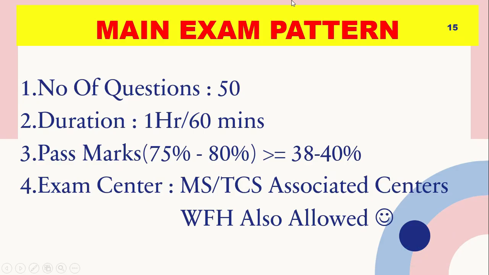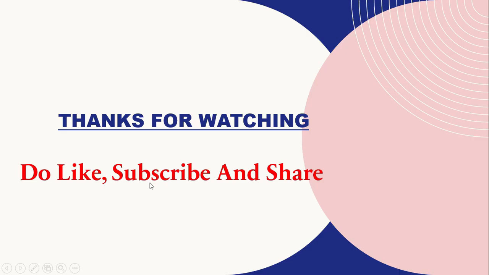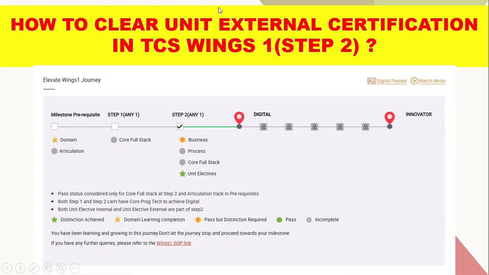Now we will discuss the main exam pattern. The main exam has 50 questions. Duration is 1 hour or 60 minutes. Pass marks will be 75 to 80%. That means you need to get 38 to 40 marks in the 50 questions. Exam centers are Microsoft or TCS associate centers. Work from home option is also allowed for these exams. So this is all about how to clear step 2 unit electives for achieving digital cadre.